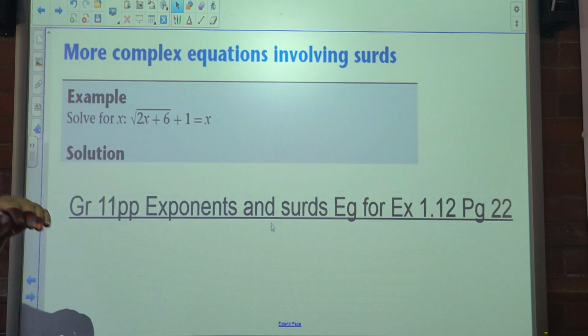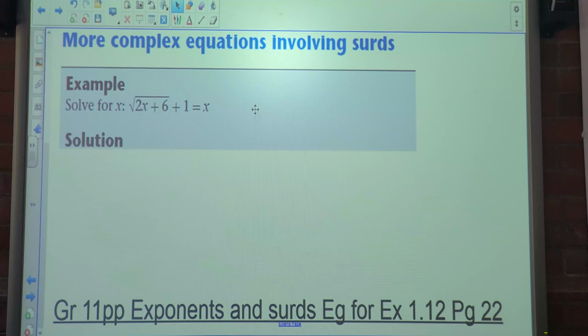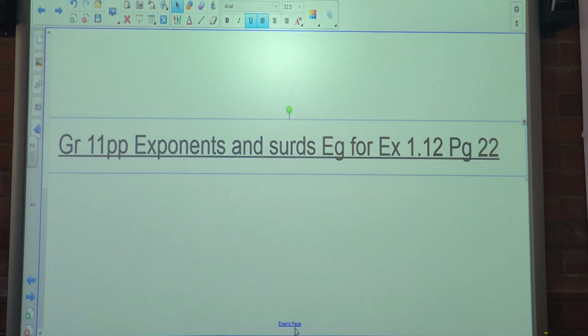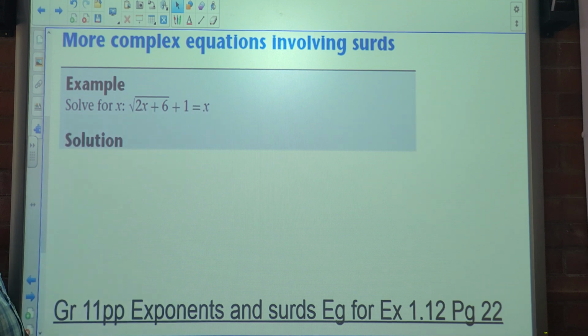So we're looking at more complex equations involving surds. This is the examples for exercise 12 on page 22. The question is: solve for x. We have the square root of 2x plus 6, plus 1, equals x.